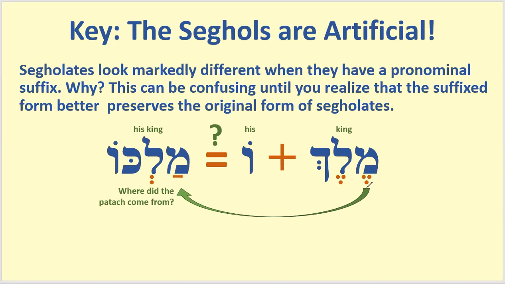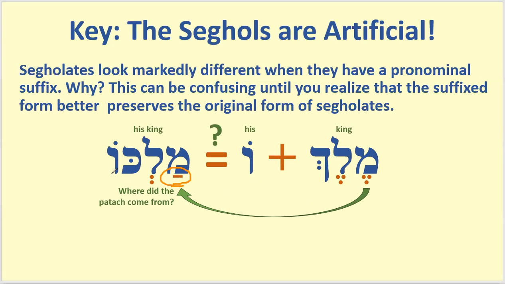there's a change of vowels whenever a segolate takes a pronominal suffix. Take, for example, melech. You add the pronominal suffix o. You could add any of them, but let's just use o. And for some reason, the result is malko. Where did this patach come from? We start with two segols, and then all of a sudden there's a patach when we add a pronominal suffix.